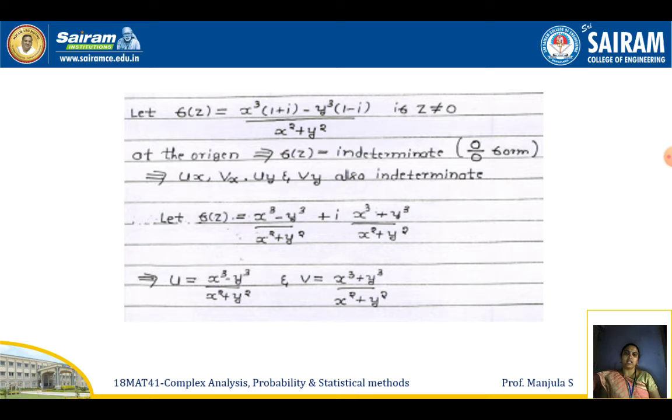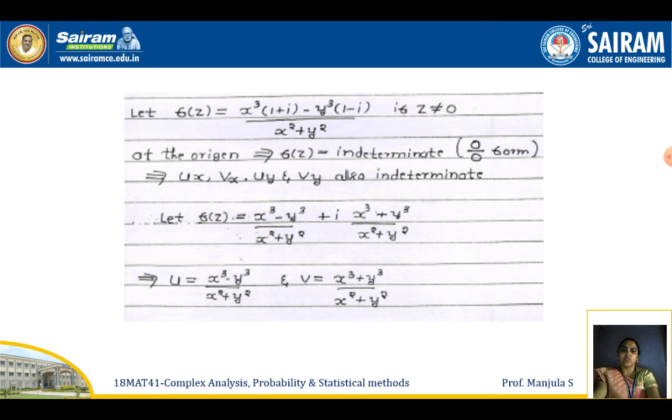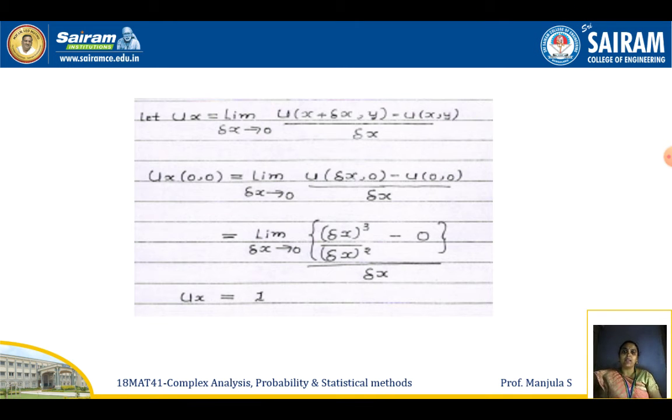So first we can define f of z. You just separate the real part and then the imaginary part. That is, u can be written as x cube minus y cube by x square plus y square, and v is x cube plus y cube divided by x square plus y square. So we got the real part and then the imaginary part. u and v values we got.